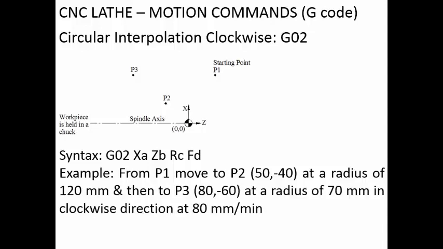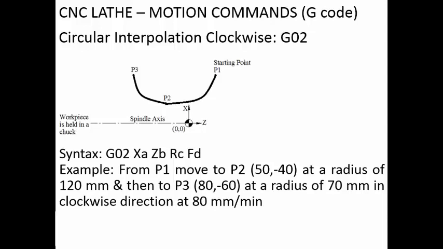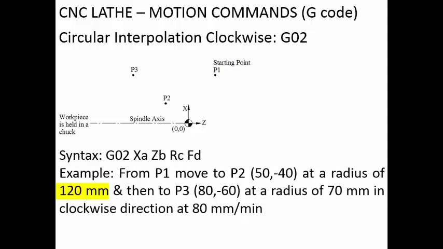Now let us consider we will have two motions. There is a circular interpolation clockwise and we want to make two movements. First movement is from P1 to P2 in the clockwise direction, and then from P2 to P3 in the clockwise direction. The first motion has a radius of 120, the second movement has a radius of 70 millimeter, and the feed rate for both cases, let us say, will be 80 millimeter per minute.